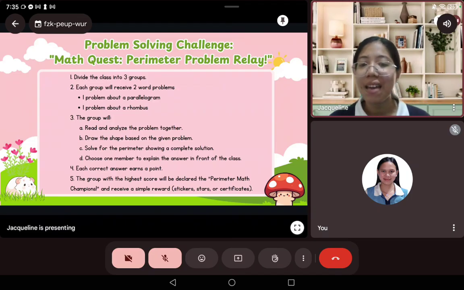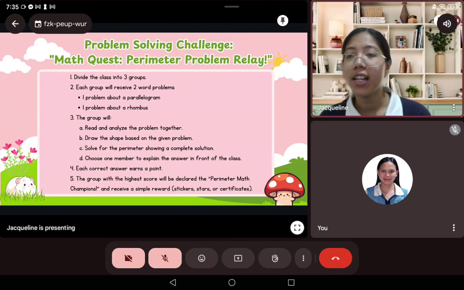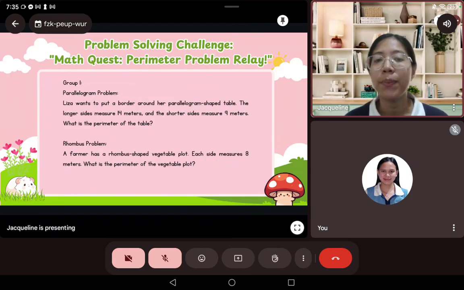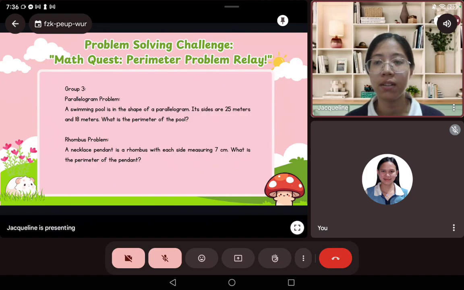Are you excited with the game, class? Alright, that is good to hear. You'll receive a simple reward that will be a surprise. Later on, you're gonna know what your reward is after this group activity. So this is for group 1. This is the problem, so all you need to do is to solve this one. This is for group 2 and this is for group 3.